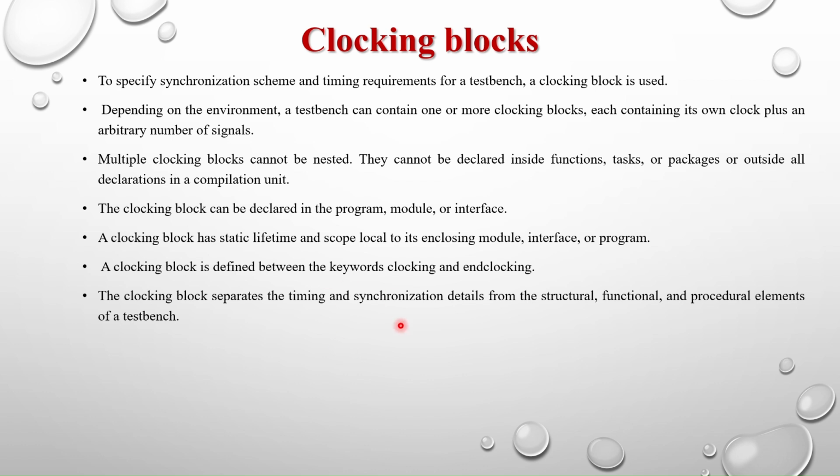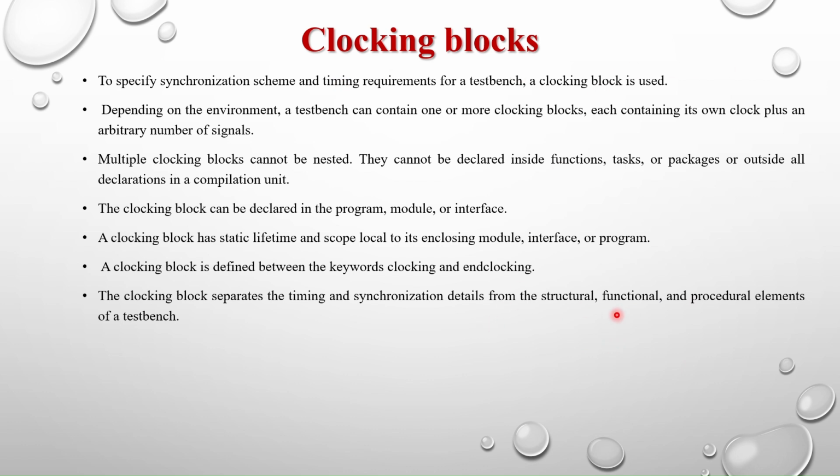The clocking block separates the timing and synchronization details from the structural, functional and procedural elements of a test bench. How does it do that? Suppose we don't have a clocking block and we want to write the timing requirements for a test bench. We have to write procedural code, using procedural blocks like always or initial, and include the delays, at what time it has to drive and what time it has to sample. Everything has to be written inside the procedural block.